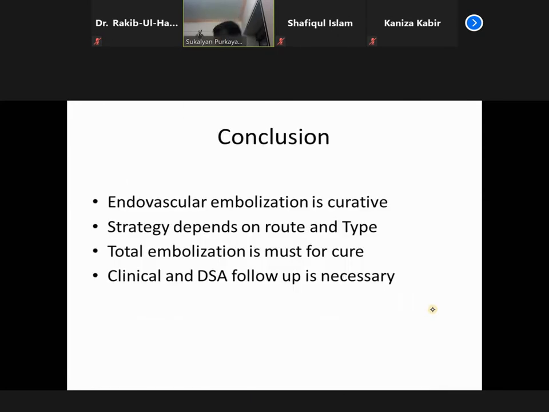I think we can stop here. What's the time? Oh, it's going to be 9 o'clock actually. So I'll conclude here. It is curative, endovascular embolization, but you have to make your strategy depending on the route and type. Total embolization is a must for cure, and obviously you need a DSA follow-up at least once, 3 months after your treatment. Thank you.